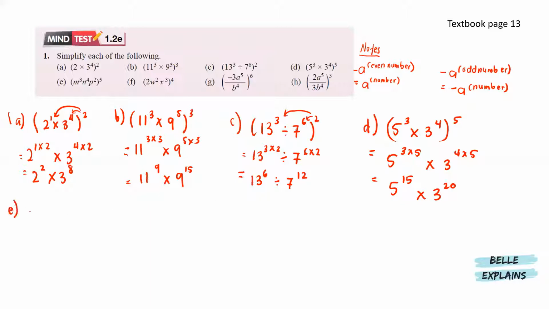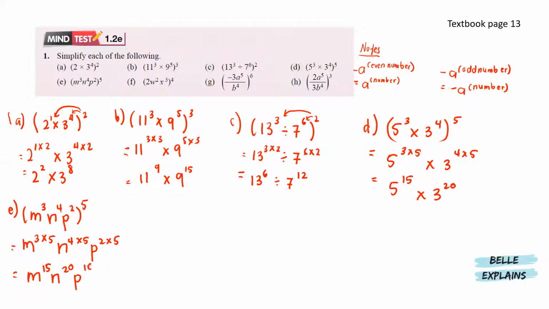Next for E, we have m to the power of 3, n to the power of 4, and p to the power of 2, all to the power of 5. So here we have m to the power of 3 times 5, n to the power of 4 times 5, and p to the power of 2 times 5. So we'll get the answer m to the power of 15, n to the power of 20, and p to the power of 10.